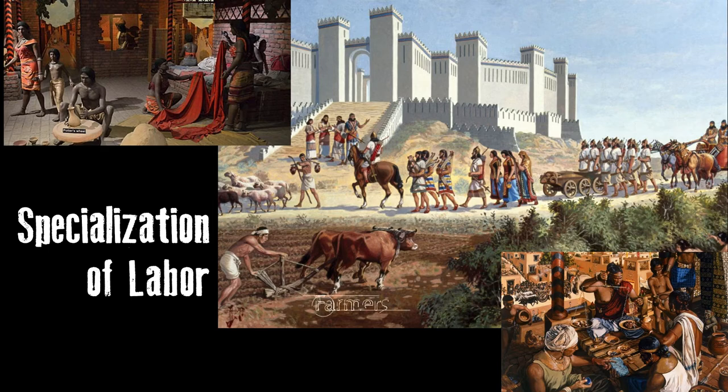Of course, you've got your farmers, you still need people to farm. You've got those that are herdsmen. They raise goats and sheep and cattle that help produce cheese and milk and wool and meat for people in the city. Another group that's going to develop are craftsmen.